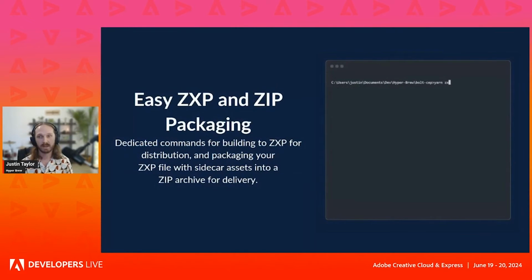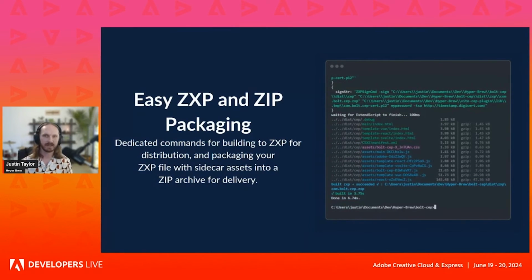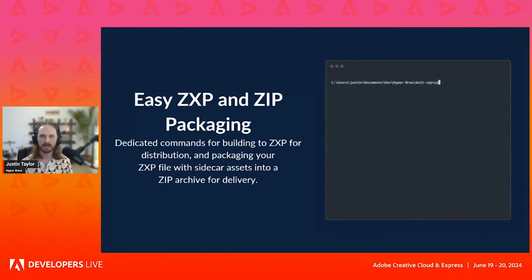And then we have easy ZXP and zip packaging as well. So when it comes time to ship, all you have to do in the terminal is run yarn zxp, and it's going to go ahead and build and sign your ZXP for you. And then we also have the option for yarn zip.